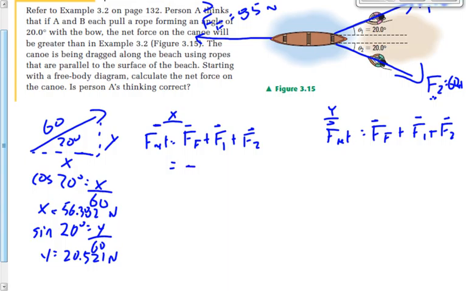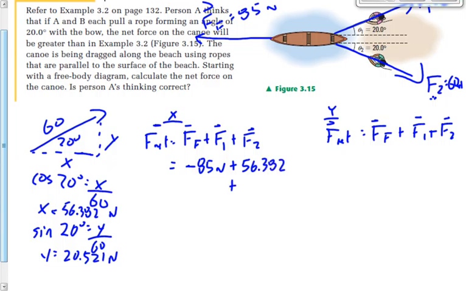Good. Negative because it's to the left. Negative 85 newtons, F1. Who can get this one? It's the value of F1 that I plug in here. Yep. Good. 56.382 newtons. It's not 60 newtons. We only want the x component of it. And we just found the x component to be 56.382.